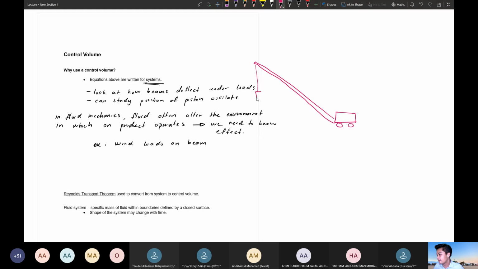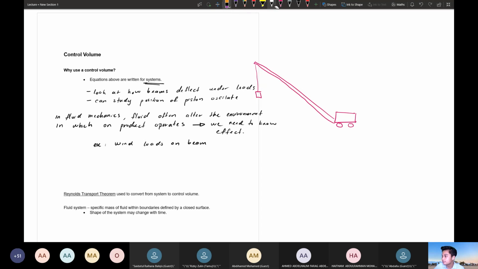Anyone? What do you think of any factor that affects the stability of the wing of the crane? Definitely, it will involve the wind, right? The wind loads. All right.